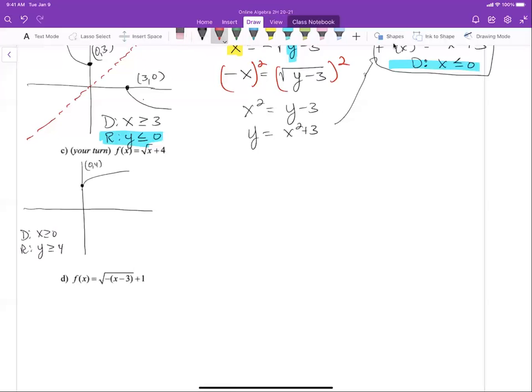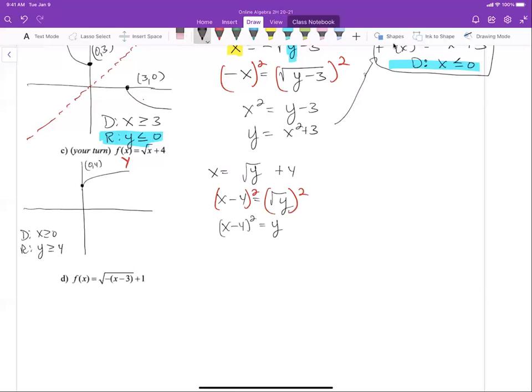I have to evaluate it and say, yep, it meets my horizontal line test. I am going to replace my x's with y's, my y's with x's. So I get x equals the square root of y, and then I have plus 4. Now I need to solve for y. So x minus 4 equals the square root of y. I'm going to square both sides. And I will get x minus 4 squared equals y.